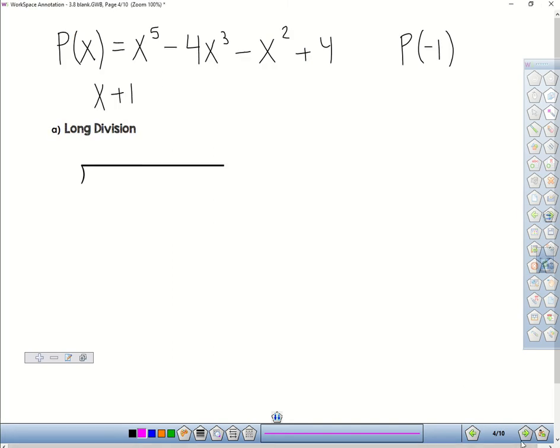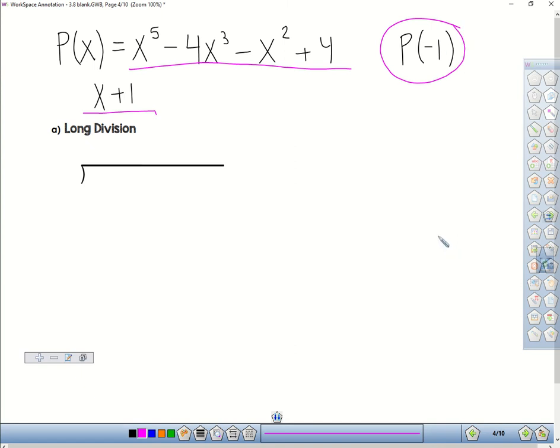Throughout this lesson, we're going to be using the same example, and we're going to be looking at it from different perspectives. The longest one is probably the long division. So the rule is, if I take this polynomial and divide it by the linear binomial, it's the same thing as if I were to evaluate that function at p of negative 1.